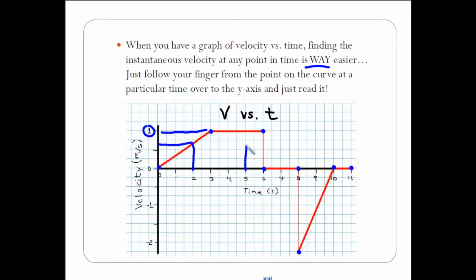At 5 seconds into my trip, I run my finger over, and I am moving at a constant 1 meter per second. At 7 seconds into my trip, I run my finger over, and I see that my velocity is 0, or I'm not moving at all. At 9 seconds into my trip, I run my finger over, and I see that I'm moving at about -1 meters per second, or back in the opposite direction. And at the end of the 11th second of my trip, my velocity is 0 once again, as I'm no longer moving.